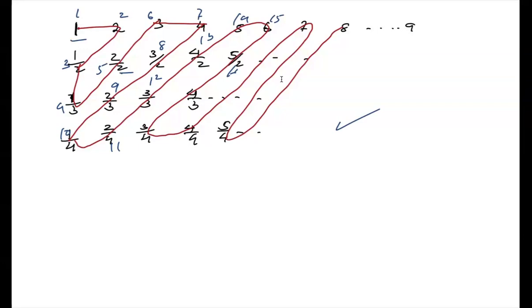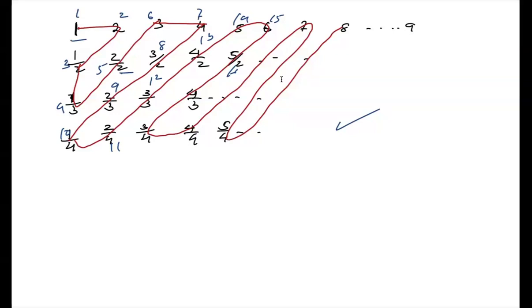Alternatively, you can just draw this trick and say, okay, if you go in this way, then you can assign a natural number to any given rational number using this method. You won't leave out any rational number.